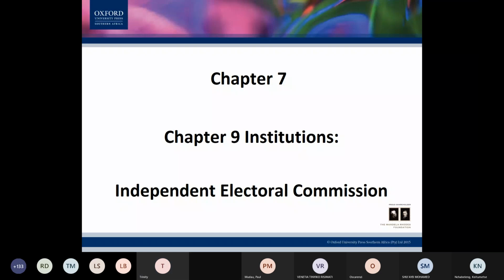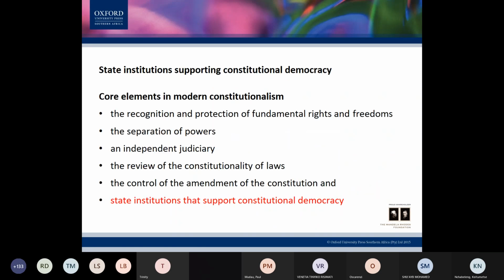So as I was saying, I'll be looking at the Independent Electoral Commission, which is one of the key Chapter 9 institutions together with the Public Protector, the one which Prof. Leastone was presenting about. Hopefully she'll be able to continue with the lecture after my presentation. So the Electoral Commission is part of the state institutions that are there to support constitutional democracy.